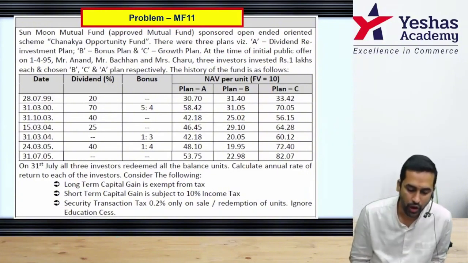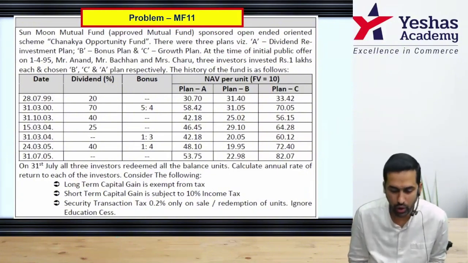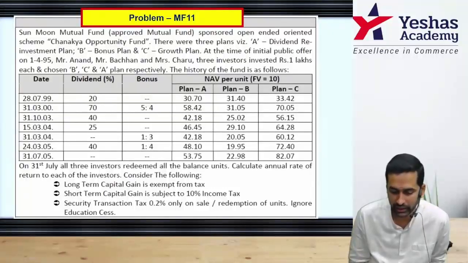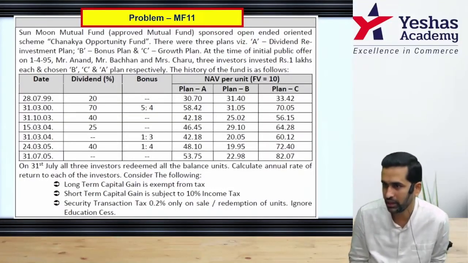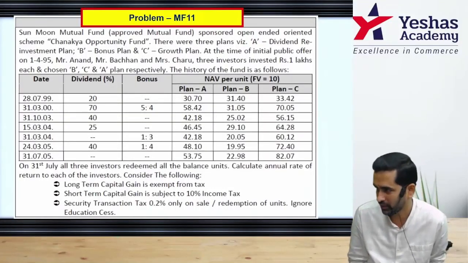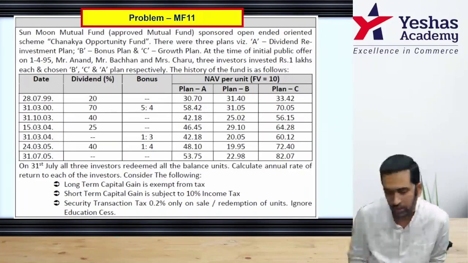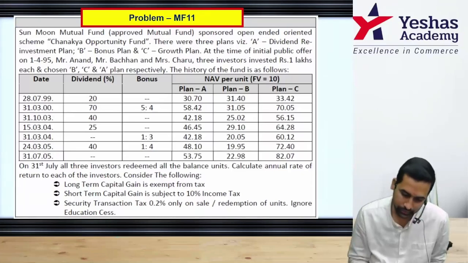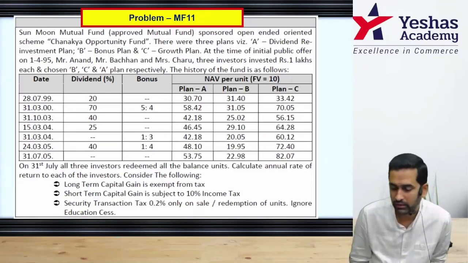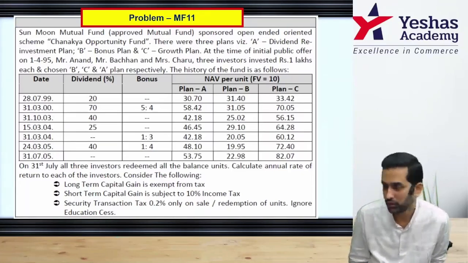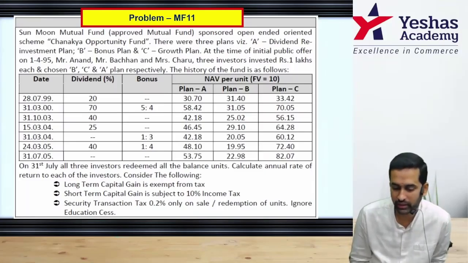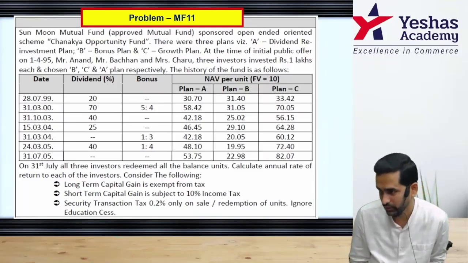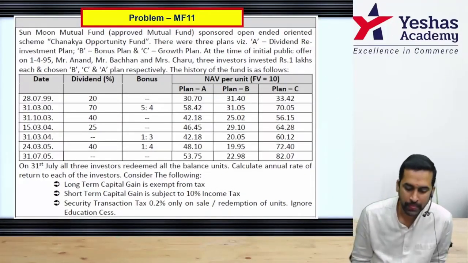On 31st July, all three investors redeemed all their units. Redeeming means giving it back to mutual fund company. In simple words, sold. Calculate annual rate of return. Please underline the word annual, because here the fund was launched on 1/4/1995 and you are selling it on 31/7/2005. So when you calculate total return, you get a very big number. But question is only to find out annualized rate of return.